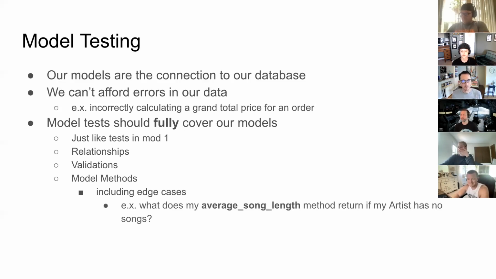Another example that we could look at is if we have an artist model, we're creating an application where we store artists and we store songs, and the artist model should have an average song length method that we are defining ourselves. What would that method return if the artist doesn't have any songs at all? That would be an example of an edge case we could test at the model level.